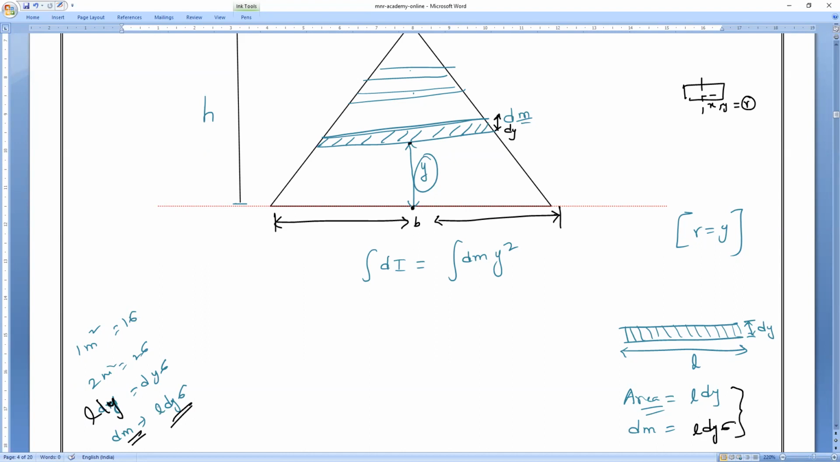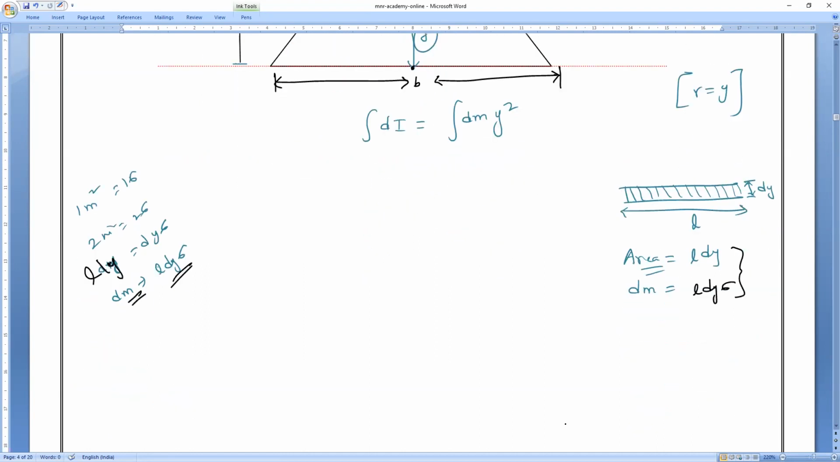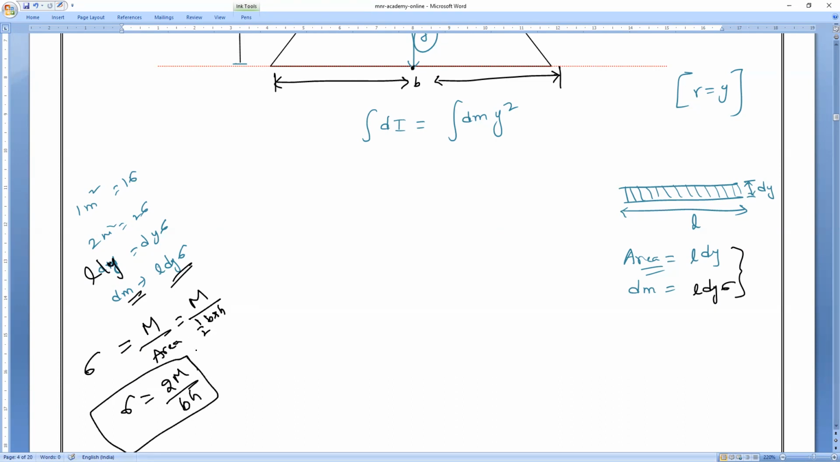Will you all agree with me? Now, we all know that sigma equals mass by area. What is the area of a triangle formula? Half into base into height. So sigma equals, can I say, 2 will go up, 2m by bh. Will you all agree with me, guys?